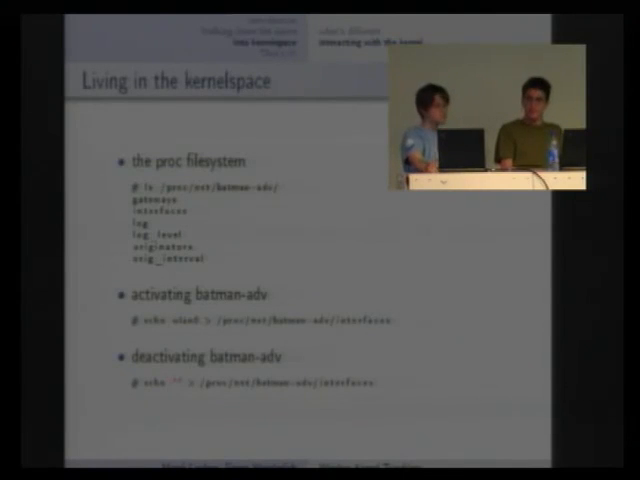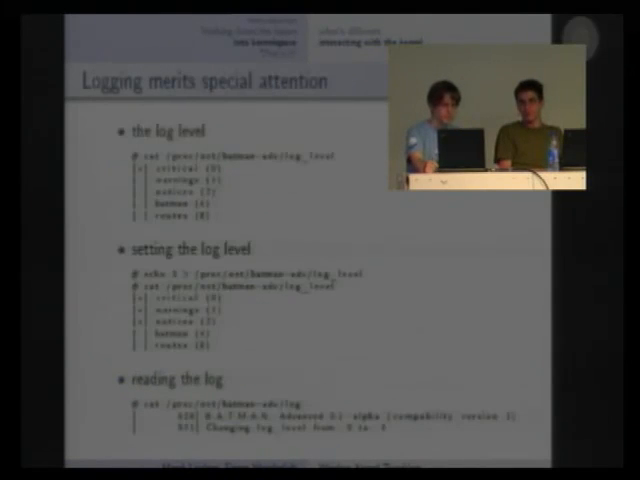The main difference between a daemon and the module is that the module always resides in the kernel space, and if you want to tell the module now, please start, then you just echo an interface into the interface file, and then the module will start to work on that interface. You can run the module on several interfaces. You just echo more interfaces into the file, and then the kernel module will work on the other interfaces as well, and you can deactivate it by just writing nothing into the file.